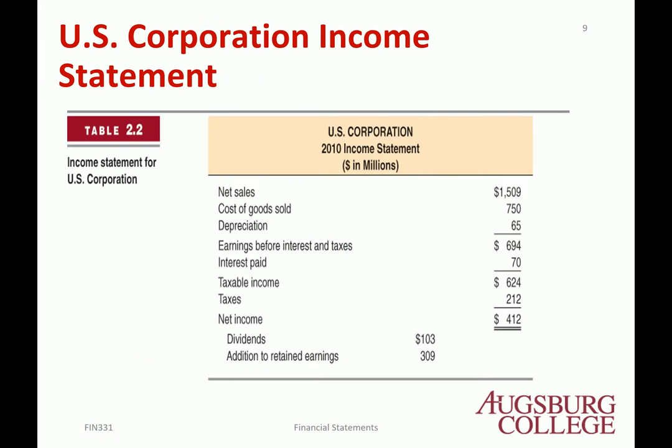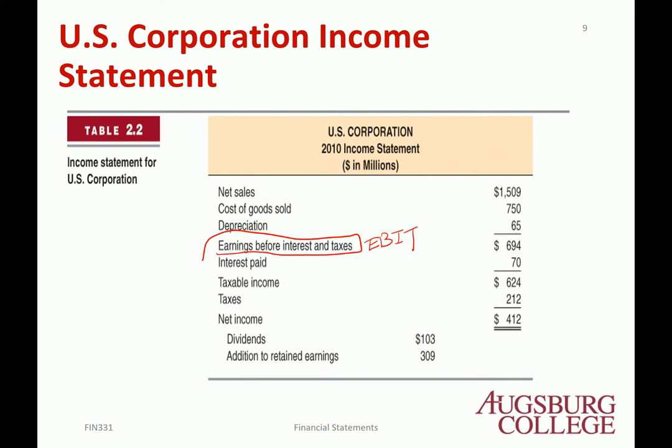What types of cost can you think of? So this is again a simplified one. The net sales is $1,509,000,000 here. But that's the revenues. Now cost of goods sold is $750,000,000. So that's the money that you paid for the corresponding sales. There is a $65,000,000 depreciation expense here, so you will have the earnings before interest and taxes here, which is also called EBIT.